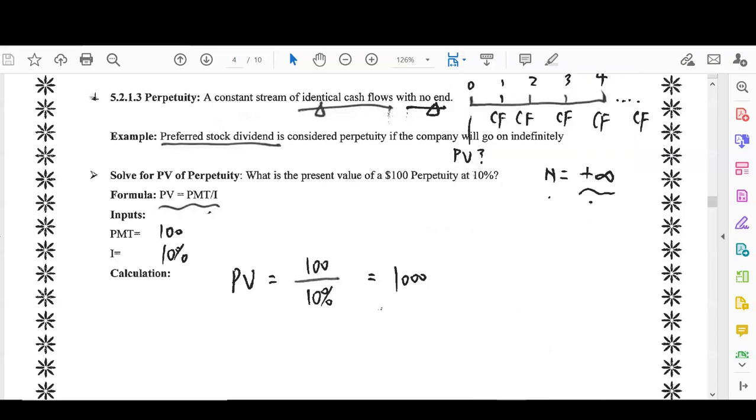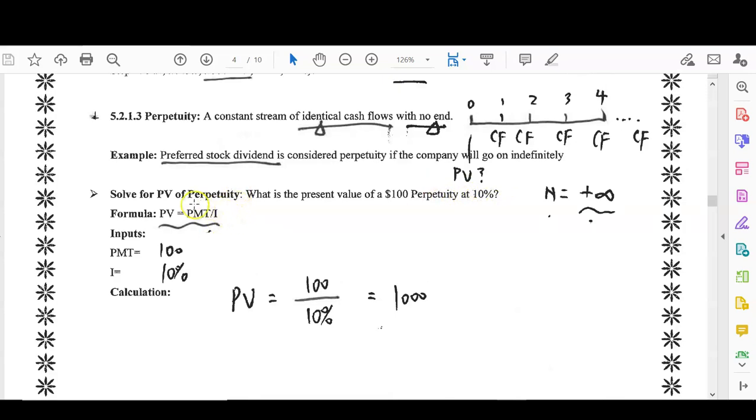However, there are special questions such as the perpetuity problem. It's hard to use financial calculators to solve for such problems, so you would have to use the formula. And usually in these cases, formulas are easier. For example, what is the present value of a 100 perpetuity at 10%?